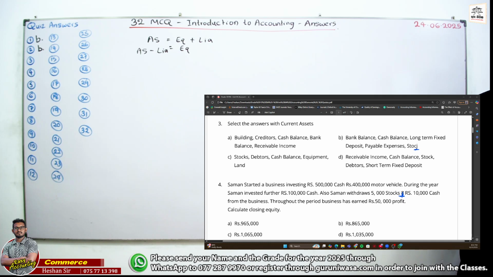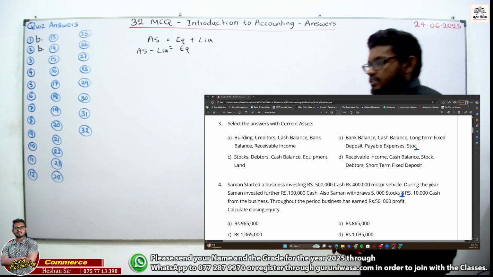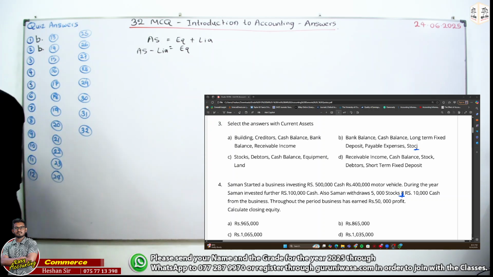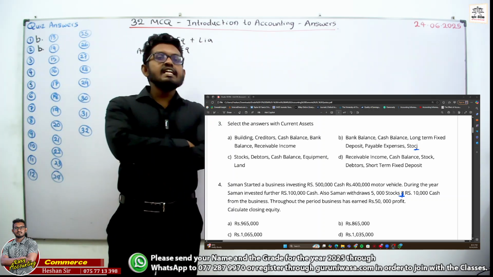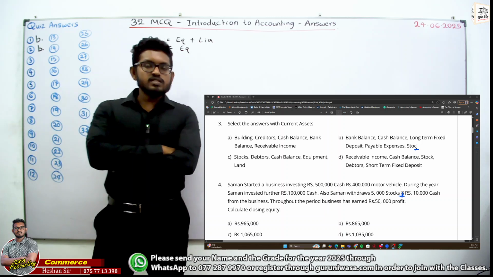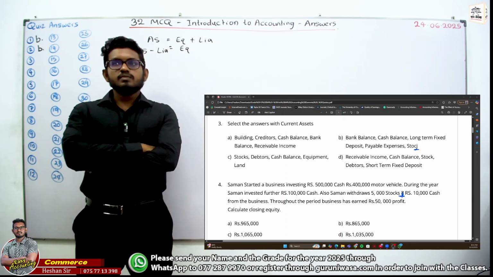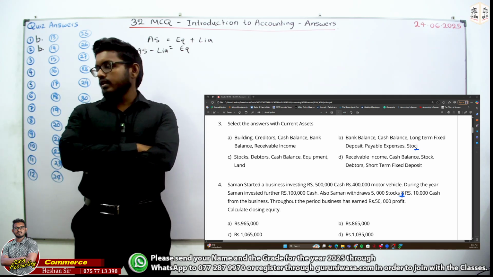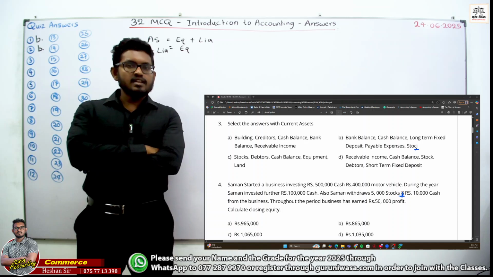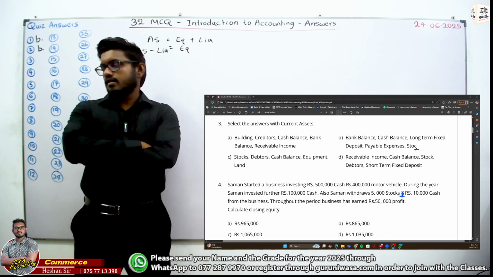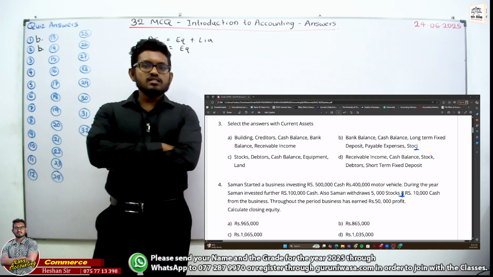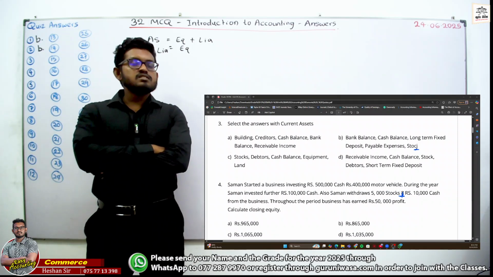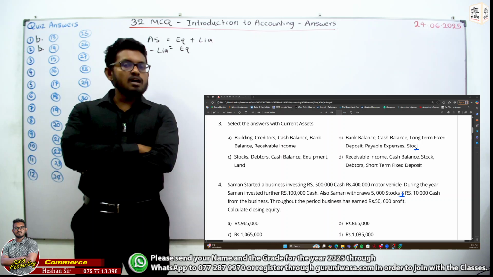Current assets are expected to be used within 12 months. Assets which we expect to use or convert into cash or outflow from the business within the next 12 months. Let's see. Building is a non-current asset, which we expect to use for more than 12 months. We are not expecting to sell the business building quickly. Creditors are liabilities, the ones who gave their stocks on credit basis. Cash balance is a current asset. Bank balance, current asset. Receivable income, current asset.